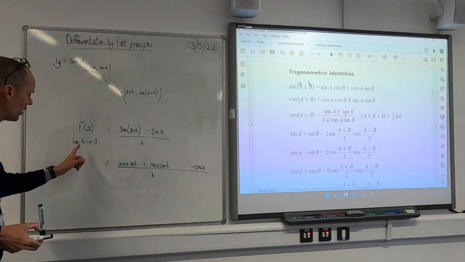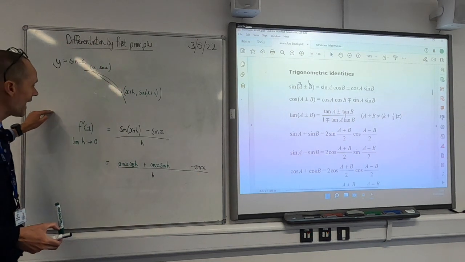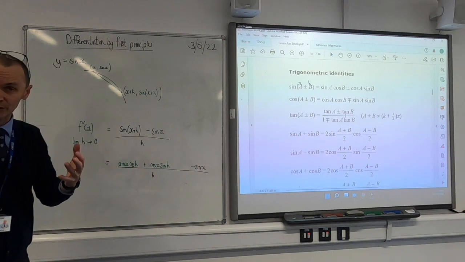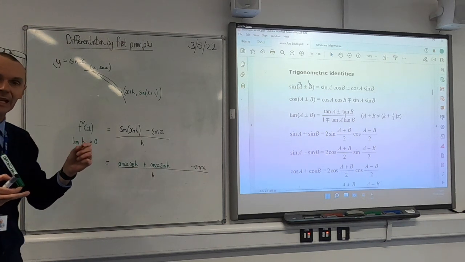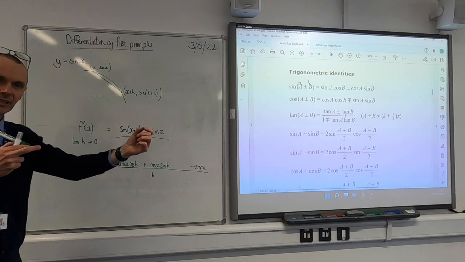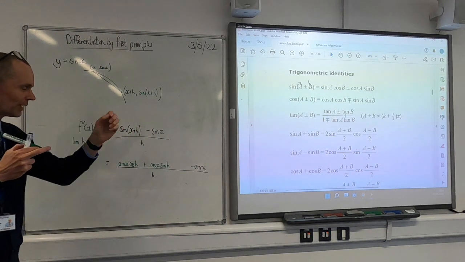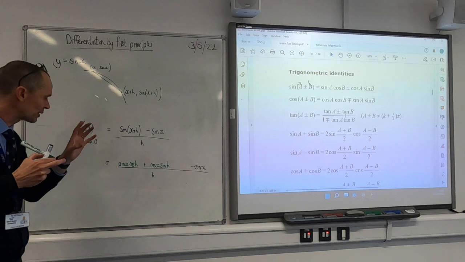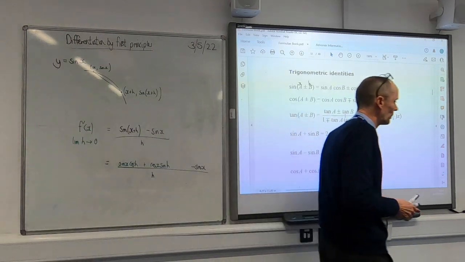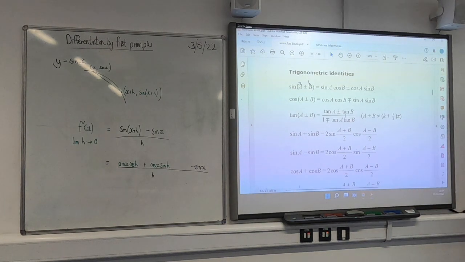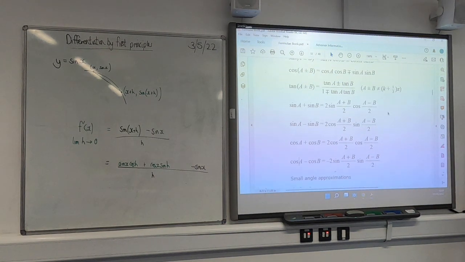We're dealing with angles here. Our x-axis will be angles, so the x values are angles, and h will be an angle as well, won't it? We've moved x on a little bit, so we've moved it on by a little angle. So h is a small angle. In fact, we're about to make it really, really small. And good job we've got page 6 open on our formula book, because there's something else on the formula book about small angles, isn't there?